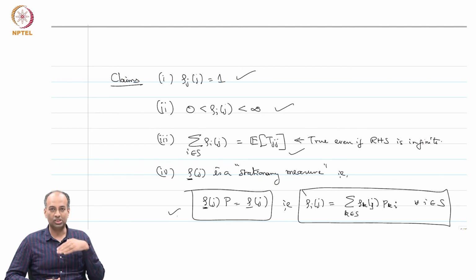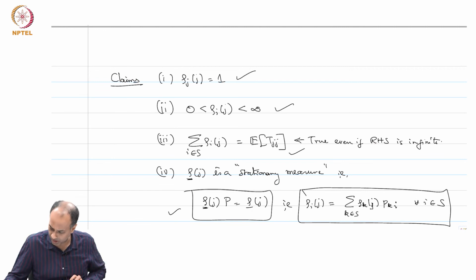So for a positive recurrent DTMC, we have shown an explicit construction of π. π_i is simply ρ_i(j) divided by the expected T_jj, the expected number of visits to state i between visits to j divided by the expected recurrence time of state j. So this is an explicit construction.